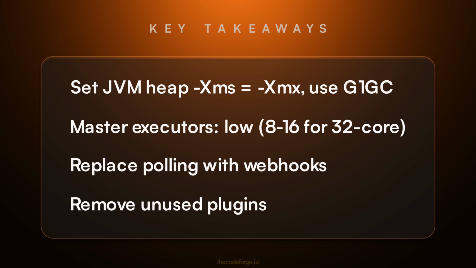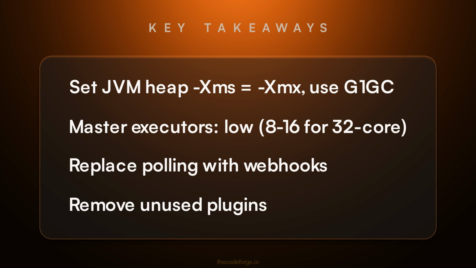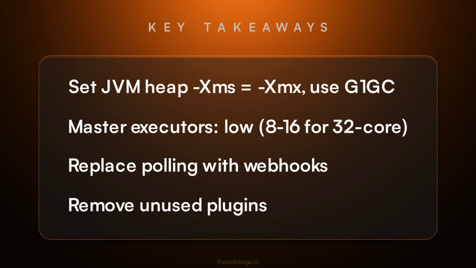To summarize, tune your JVM heap, size thread pools correctly, optimize SCM polling, remove unused plugins, manage JENKINS_HOME, and monitor with Prometheus. These steps will keep your Jenkins fast and reliable.